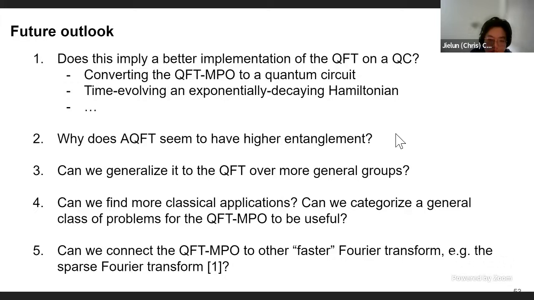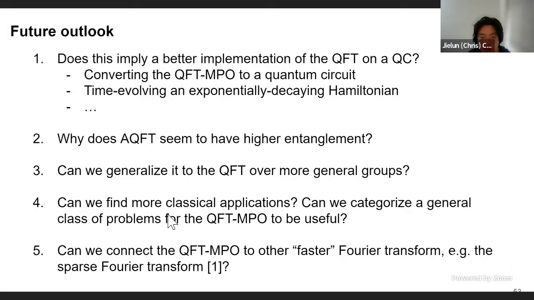So the second question is just what I just said, about the approximate quantum Fourier transform. Why does the approximate quantum Fourier transform seem to have a higher entanglement than the full circuit quantum Fourier transform? And can we generalize this result to more general groups? Can we also find more classical applications of the results?